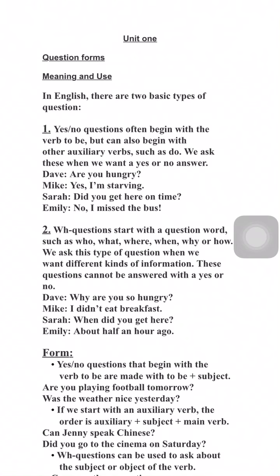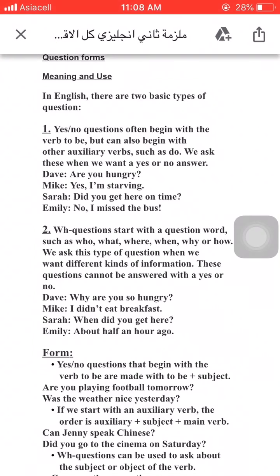Are you hungry? Yes, I'm starving. Or I can say yes, I am. No, I'm not. Did you get here on time? No, I missed the bus. Or I can say, no, I didn't. Yes, I did. Okay? When we ask with an auxiliary verb, we have to answer yes or no.